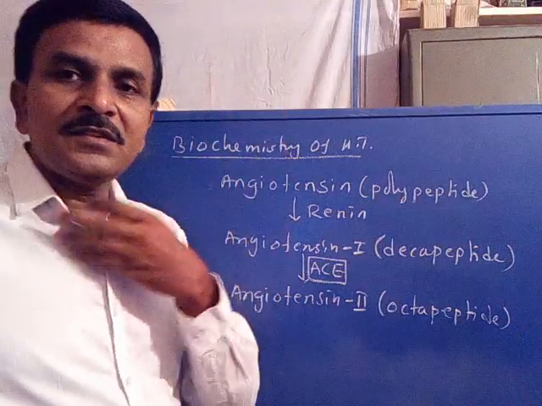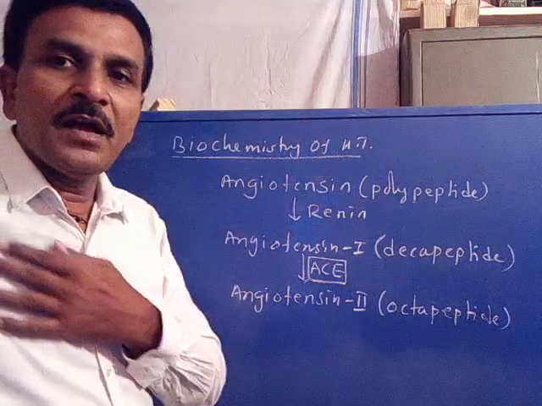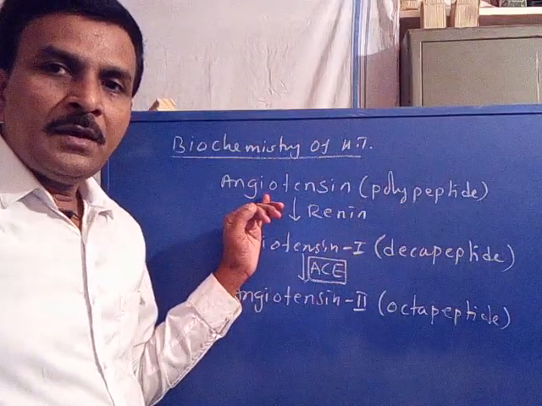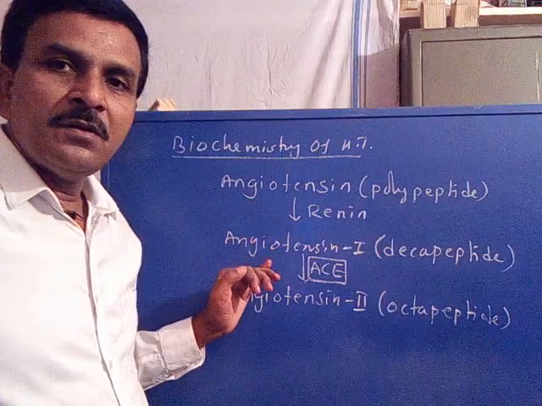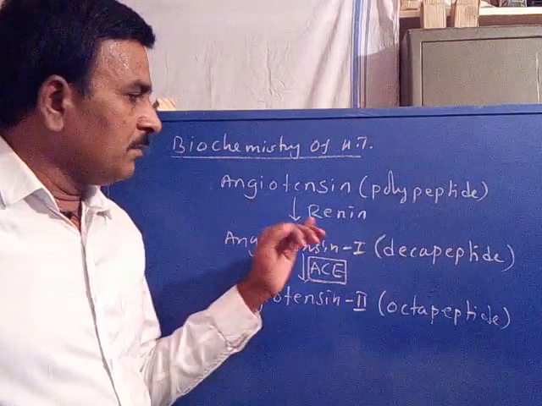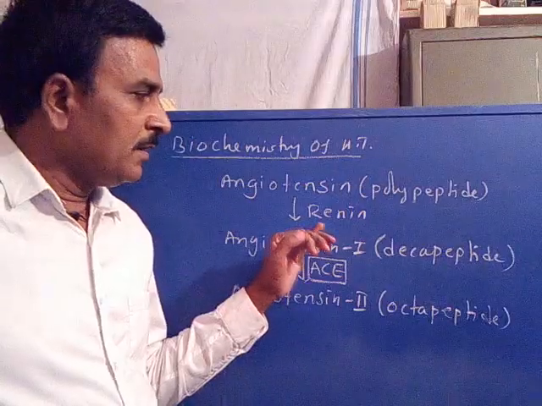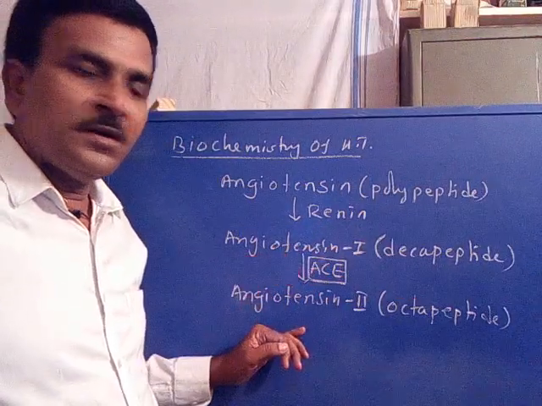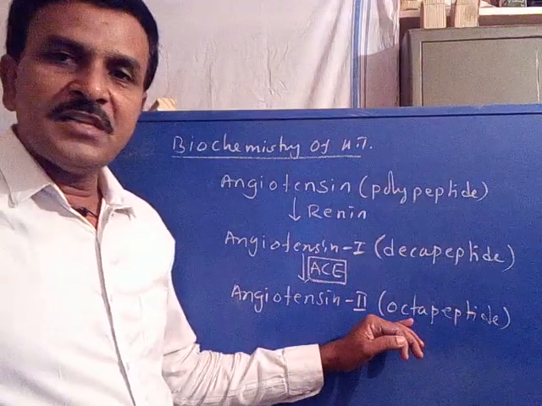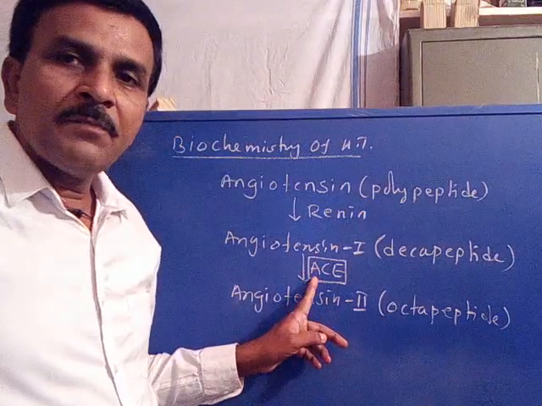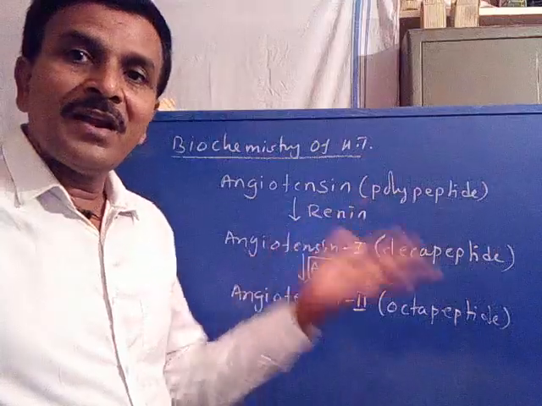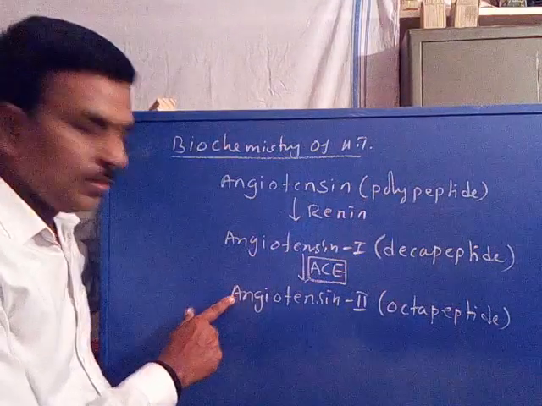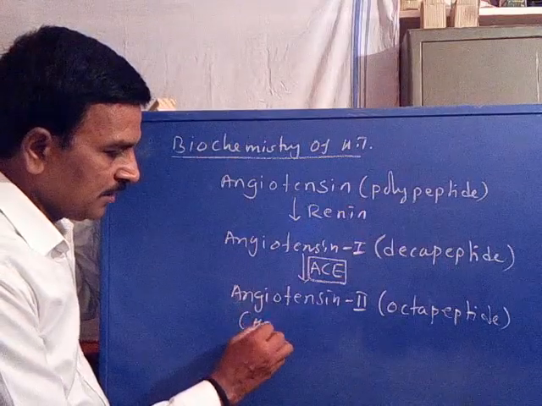Now, in earlier classes we already discussed that hypertension may also be due to a hormonal factor. Angiotensin, a polypeptide, is hydrolyzed by the hormone renin into angiotensin 1, a decapeptide, which is further hydrolyzed to angiotensin 2, an octapeptide, by the enzyme angiotensin converting enzyme. Now, this angiotensin 2 is a hypertensive substance.